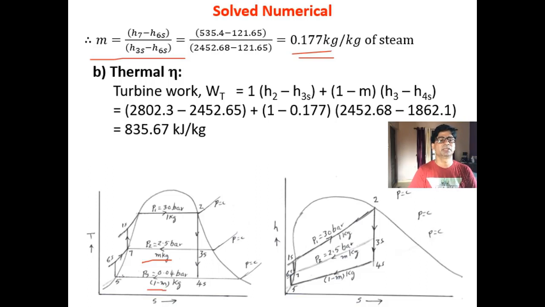Now thermal efficiency. As you know, first the turbine work. Now the expansion from 2 to 3S: the complete 1 kg of steam expands here. But for the remaining part, 3S to 4S, 1 minus m kg is undergoing expansion. So it is 1 minus m into H3S minus H4S. This is very, very important. That is why you have to calculate m before you proceed to calculate the turbine work. After substitution and simplification, you will get the turbine work as 835.67 kilojoules per kg.